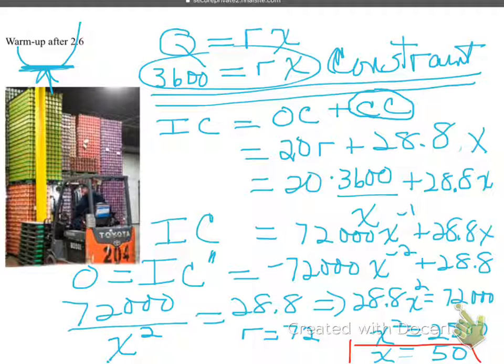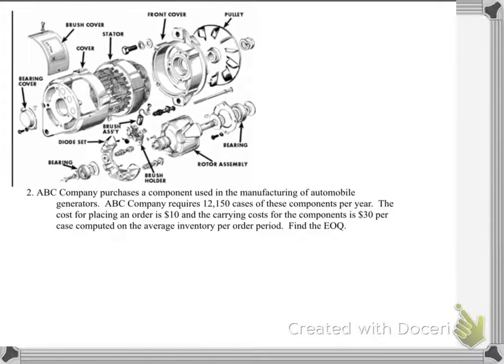So make sure that makes sense to you. Here are my two answers, and I'm going to go on the next page and do the reverse side of this warm-up, which is the ABC Company problem. In the second problem, it says the ABC Company purchases a component used in the manufacturing of automobile generators. All right, that's basically alternators. So ABC Company requires 12,150 cases of these components per year.